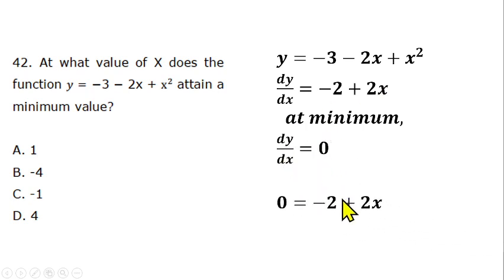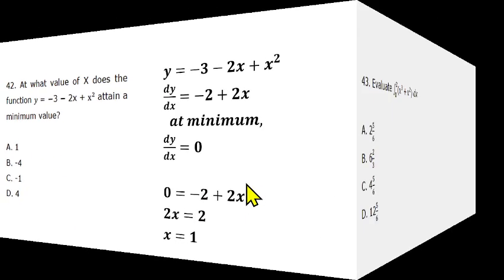That means you have 0 is equal to minus 2 plus 2x. Collect like terms, you have 2x equals 2. Divide both sides by 2, x equals 1. So that means option A is the correct option for question number 42.